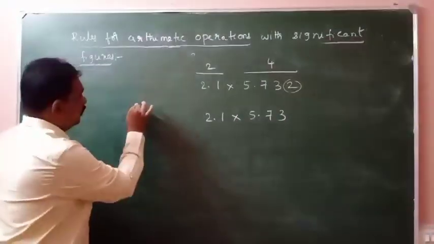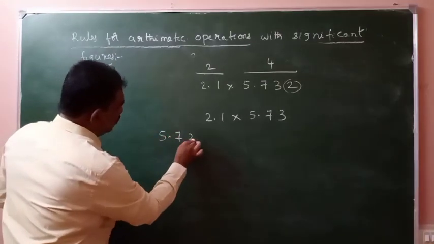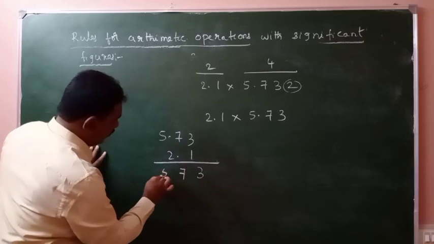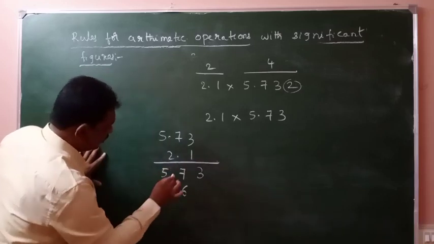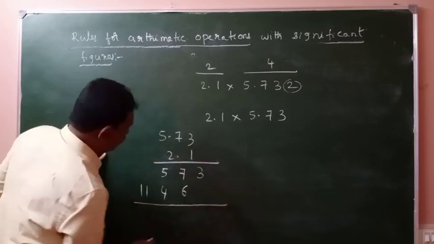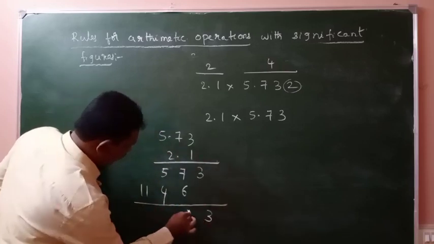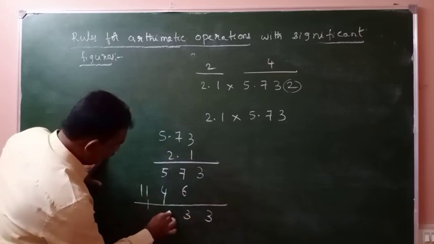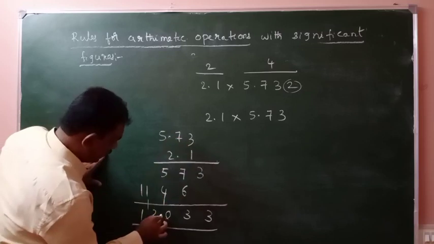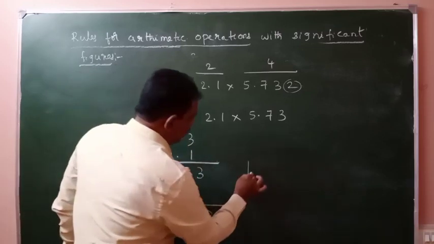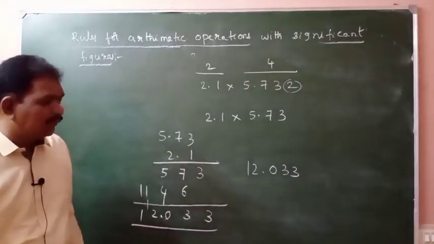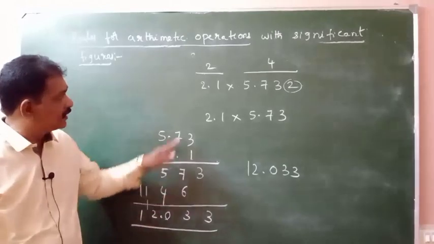Multiply this, 5.73 by 2.1. 3, 7, 5, 6, 2 sevens are 14, this will be 11, 13, 10, this one, so 1, 2, 3, 3 digits after the decimal: 12.033. So the final answer will have how many significant figures?